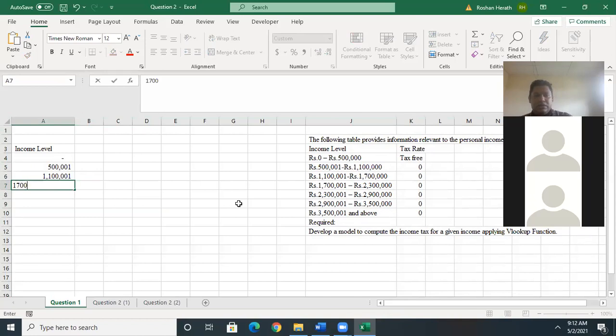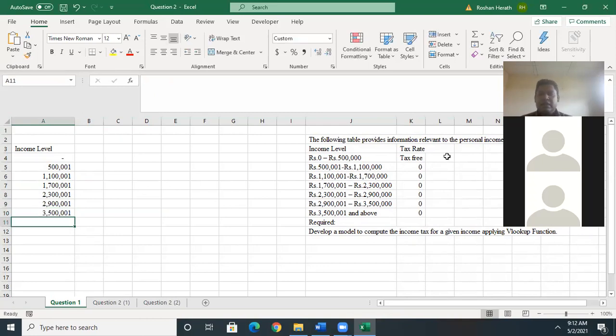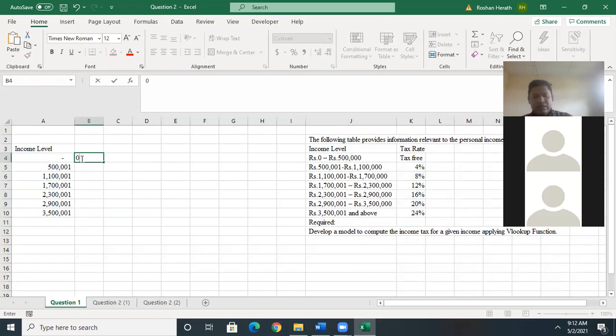Then 1.7, 2.3, 2.9, 3.5. Then මේ ටික තමයි levels ටික. ඒකට අපේ tax rates ටික අපි බලමු. මුලින්ම තියෙනවා 0% tax rate එක. ඒ කියන්නේ tax free. යම් කෙනෙක්ගේ ආදායම ලක්ෂ 5ට වඩා අඩු නම් අපි දන්නවා there is no tax implication.